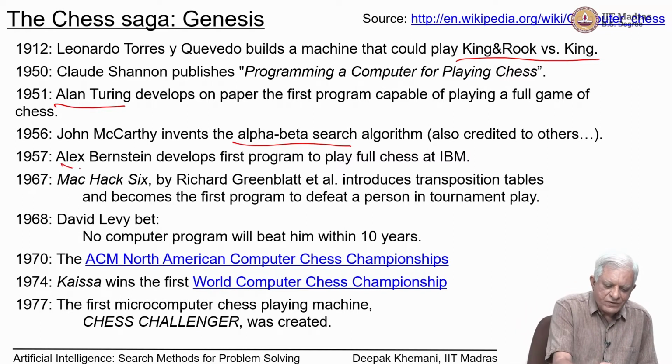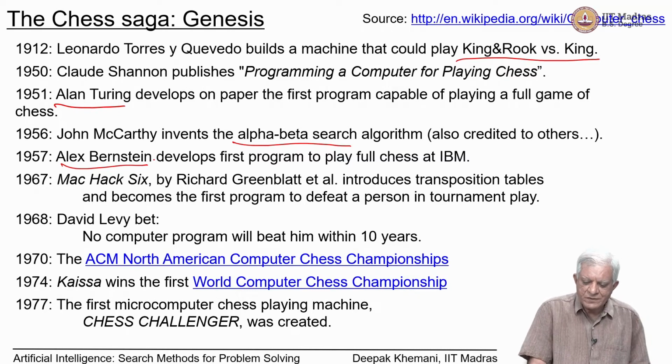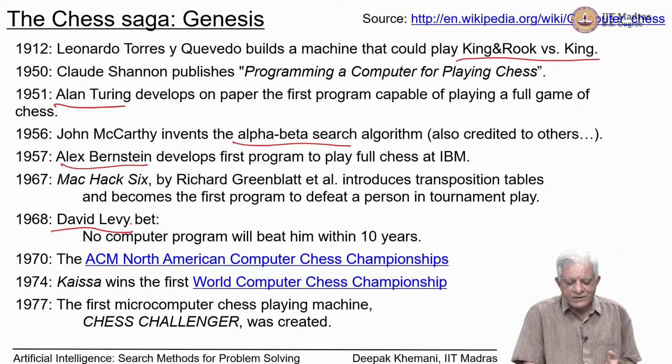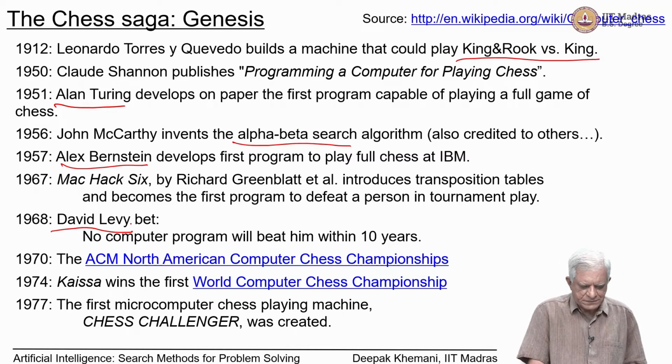So, Bernstein, who participated in the Dartmouth conference, wrote the first program to play full chess at IBM essentially. And then there were other programs essentially. Mac Hack 6 was another one. Around 1968, the British Grandmaster David Levy made a bet that no computer program will beat him within 10 years. So, luckily for him, by 1978, computer chess was not good enough to beat him.